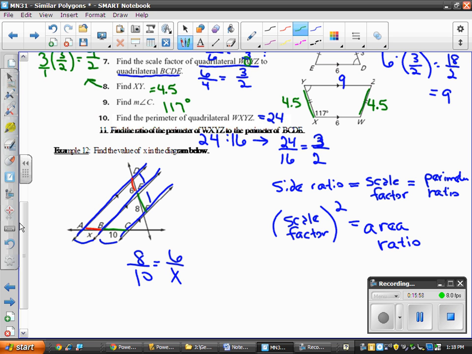If you cross multiply, you have 8x equals 60. Divide out, and you've got x is going to equal 7.5.